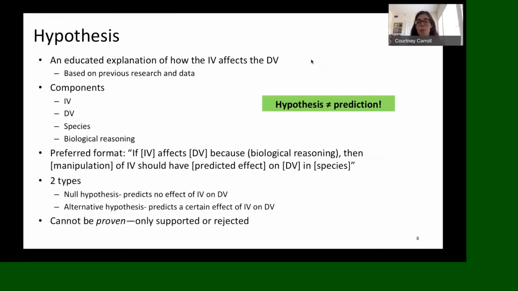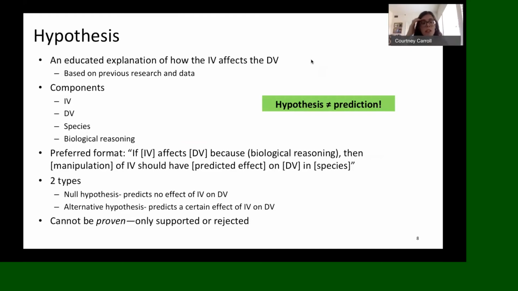And a hypothesis is not a prediction. So you're not trying to see into the future. Instead, you are offering an educated explanation of how that independent variable affects our dependent variable, based on the previous research and data that you've studied and that come from your literature review. And a well-formatted hypothesis has 4 components. It's got an independent variable, a dependent variable, a species, and a biological reason. So you want to say something like, if independent variable affects dependent variable because of some reason, then the manipulation of that independent variable should have a predicted effect on the dependent variable in species.